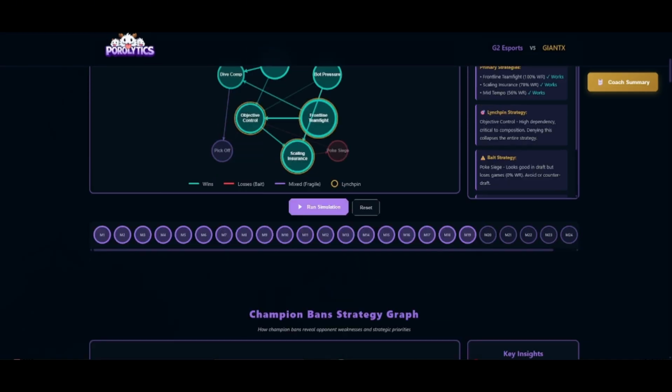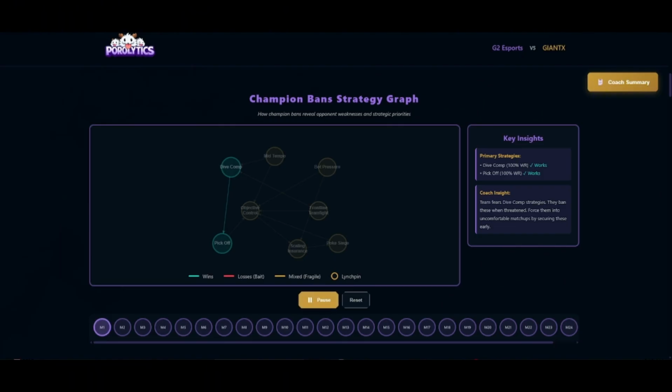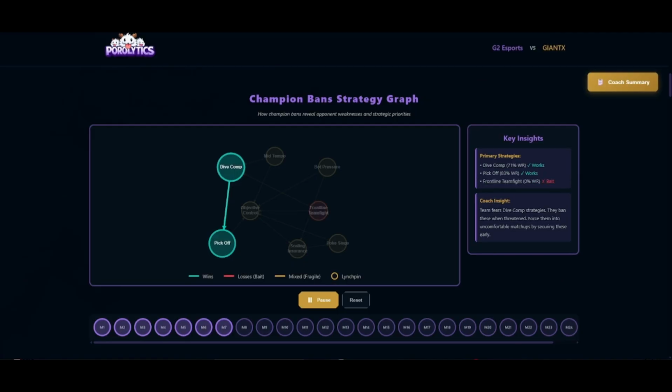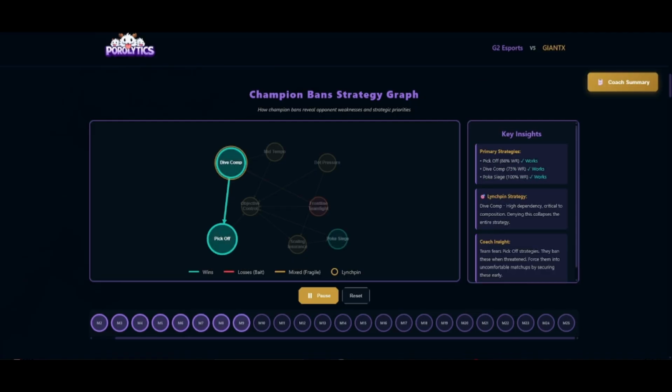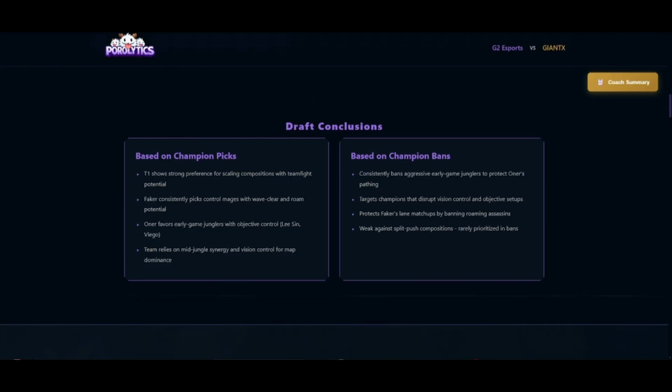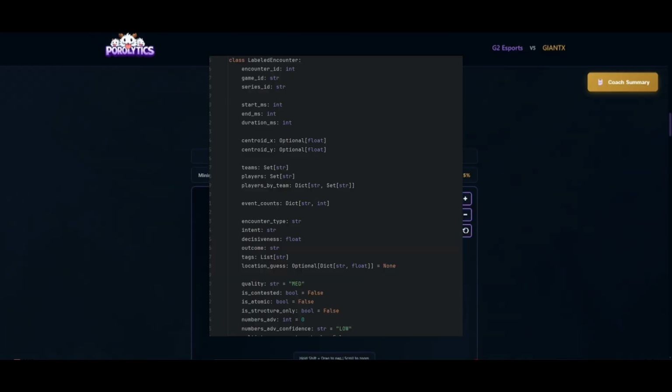It shows how champion bands reflect opponent priorities, fears, and targeted strategy denial patterns. It's based on the same logic as the champion peaks graph. Then comes the draft conclusions, which summarize key strategic insights derived from champion peaks and bans, highlighting team preferences and vulnerabilities. Then comes the strategy transition graph.